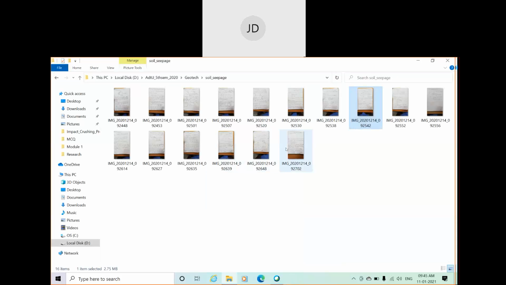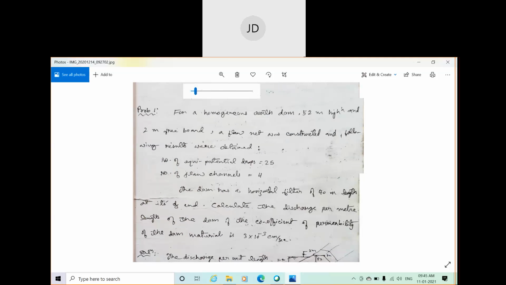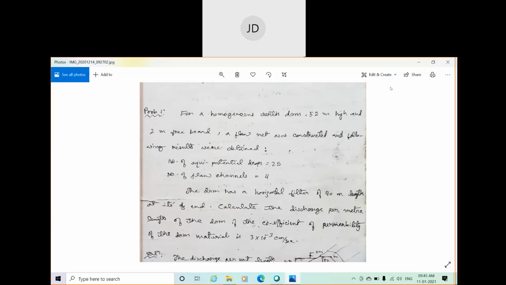Let me find one numerical. It is a very small numerical, here you can see. So here is one numerical. You can see the statement. The problem statement is given as: for a homogeneous earth dam, 52 meter high and 2 meter freeboard, a flow net was constructed. The following results were obtained.